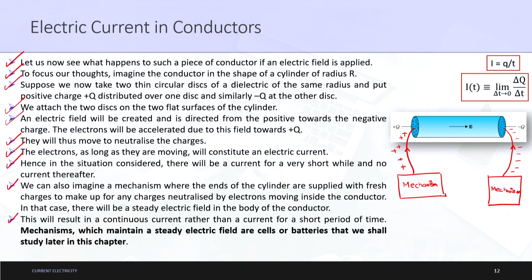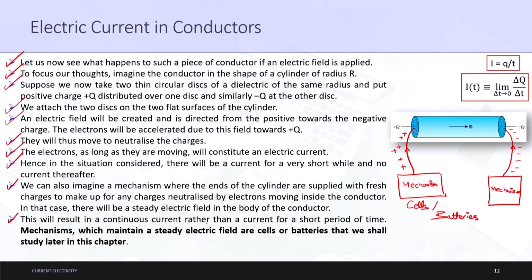So, if this mechanism is not involved, then the current will be produced only for a short period of time, but if there is a continuous mechanism, then a continuous current can be felt or devised. So, mechanisms which maintain a steady electric field are cells or batteries that we shall study later in this chapter. So, these mechanisms are nothing but cells or batteries. What cells and batteries try to do is maintain a constant potential difference across the conductor, and due to that we get a constant steady electric current.